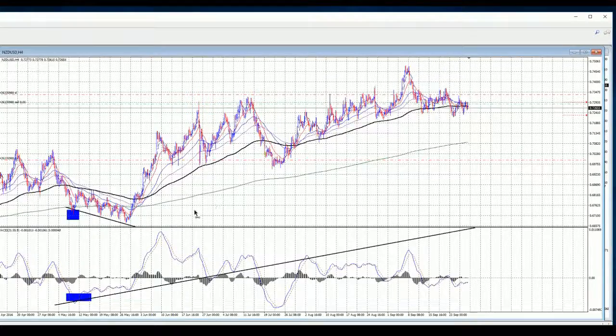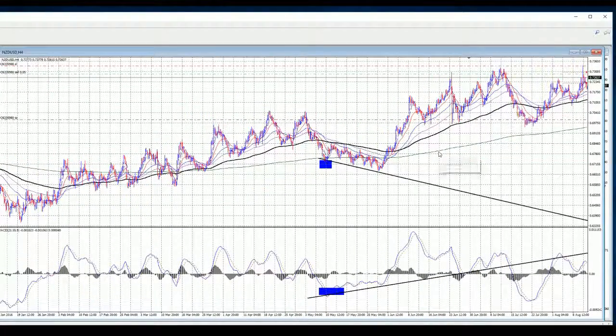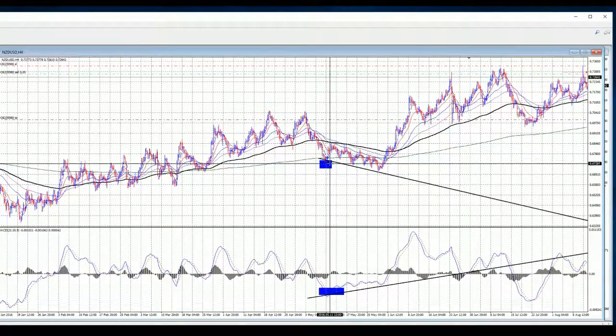But what I do want the MACD for is divergence. And divergence is amazing, and it makes me very happy. It's incredibly effective, and I highly recommend it. So here is a fantastic example of a divergence.